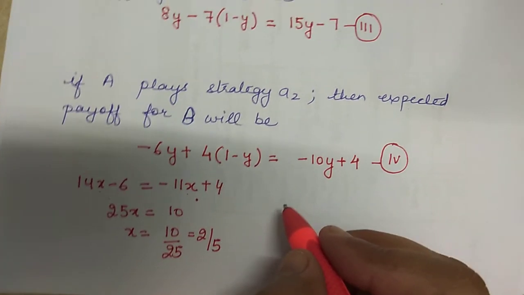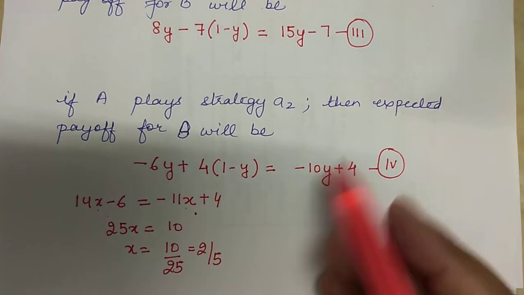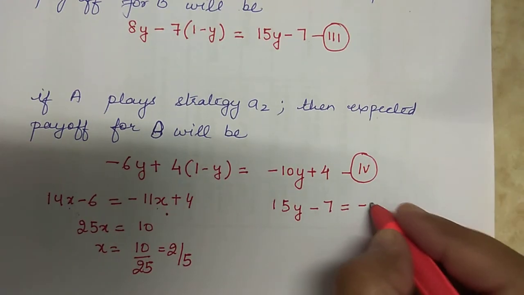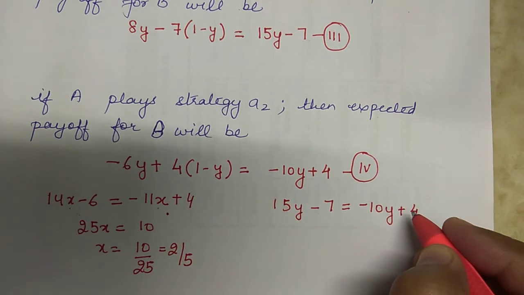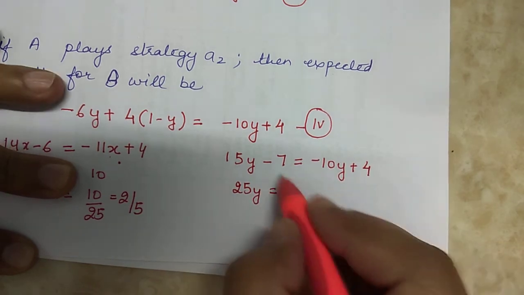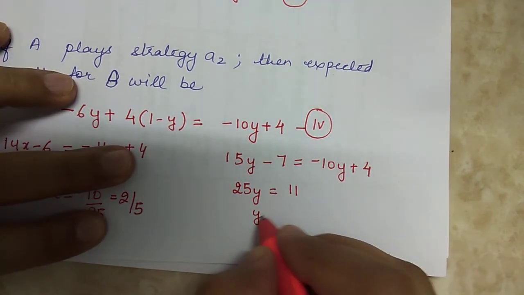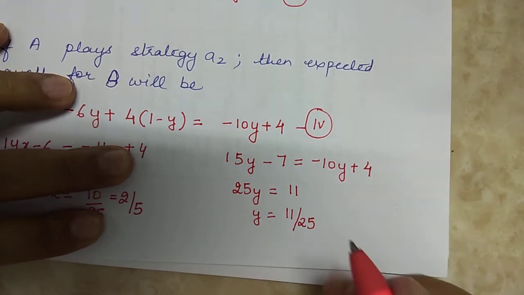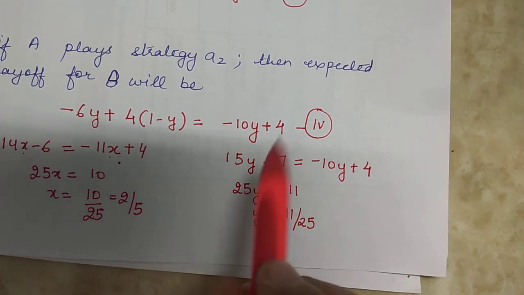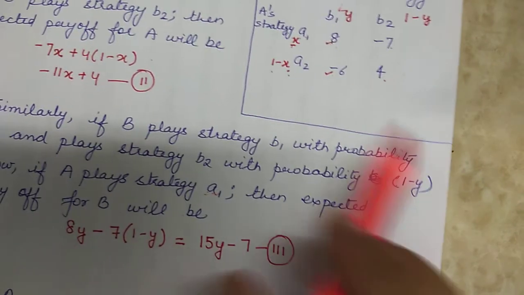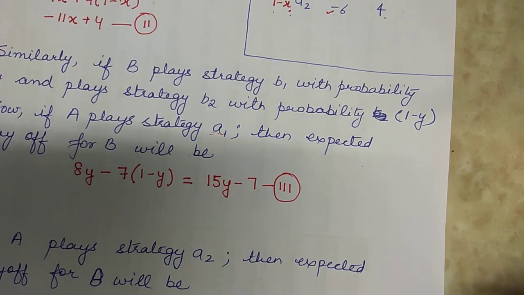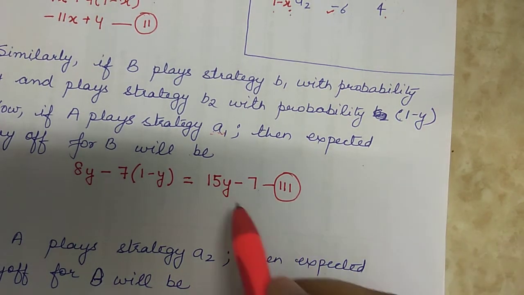To find the value of y, what will we do? We equate the two y equations. This will be 15y minus 7 equals minus 10y plus 4. This will be 25y equals 11. y will be 11 by 25. And to calculate the value of the game, you can put the values of x and y in any of the 4 equations. Now we have the values of x and y, so you choose any equation.